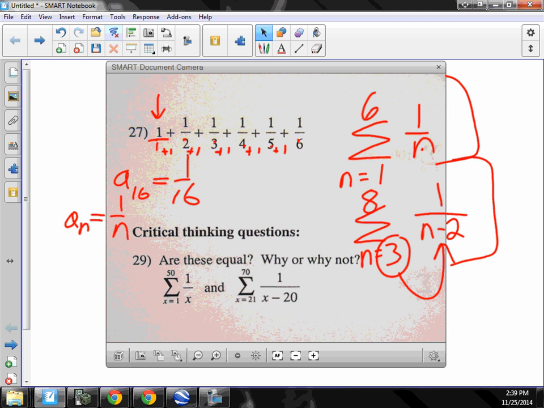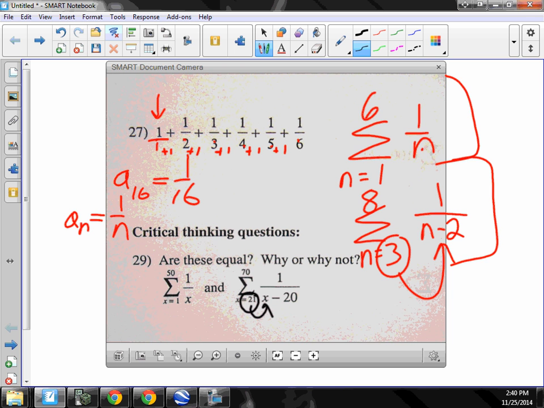So how are we going to check? Why are they? Oh, well, that's a really cool way to do it. So if I plug in, how did you say that? If you plug in, so 1 over 1 on this side, and this is 1 over 21 minus 20. Those are both 1 over 1.